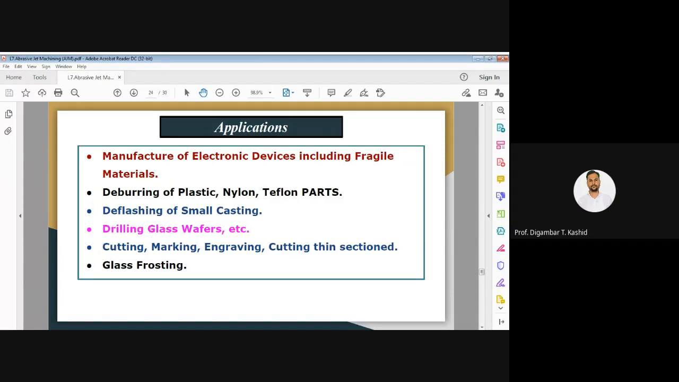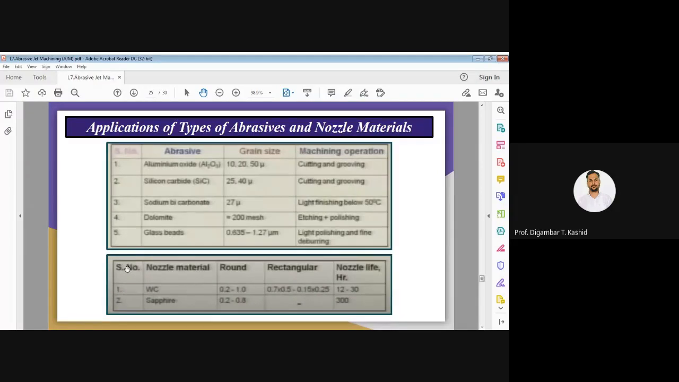Okay, so now we'll move to the next topic, that is applications of different types of abrasives and nozzle materials. The basic question may arise: what are the types of abrasive? That we have seen, but when we are selecting an abrasive, what should its grain size be, and for what application or machining operation which abrasive do we have to use? The answer to that question is here.